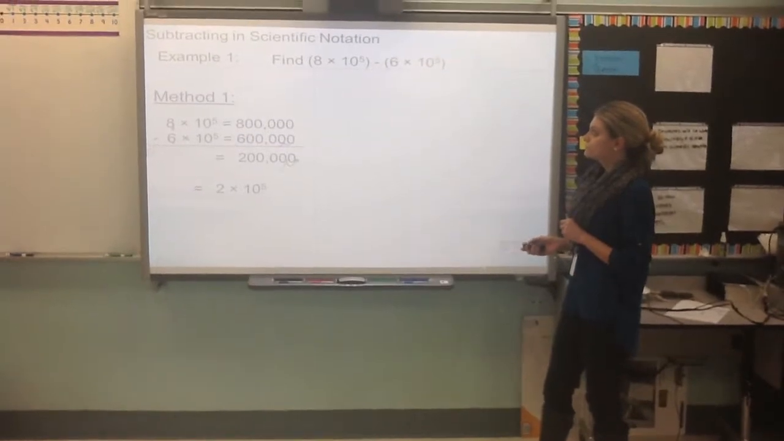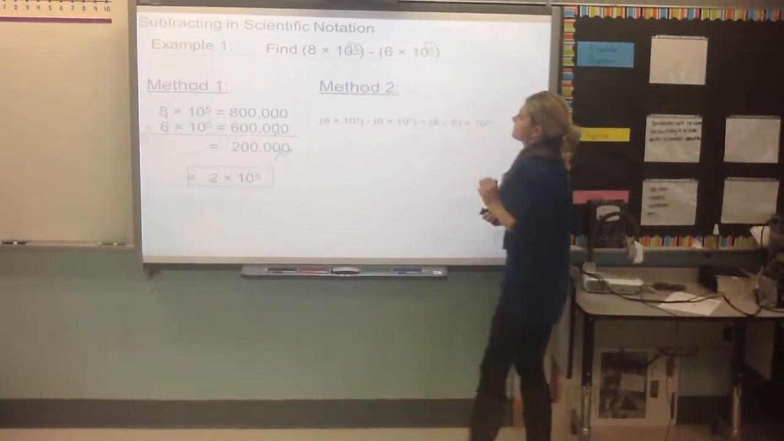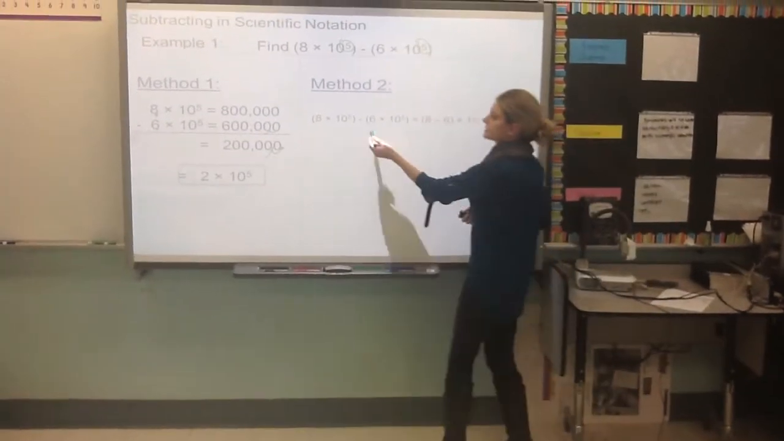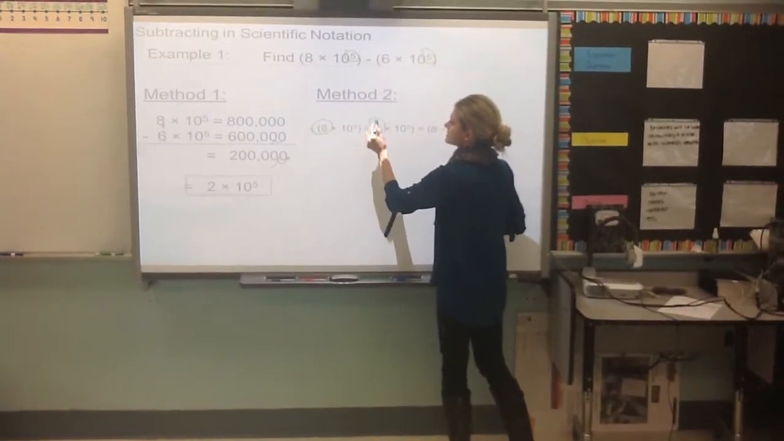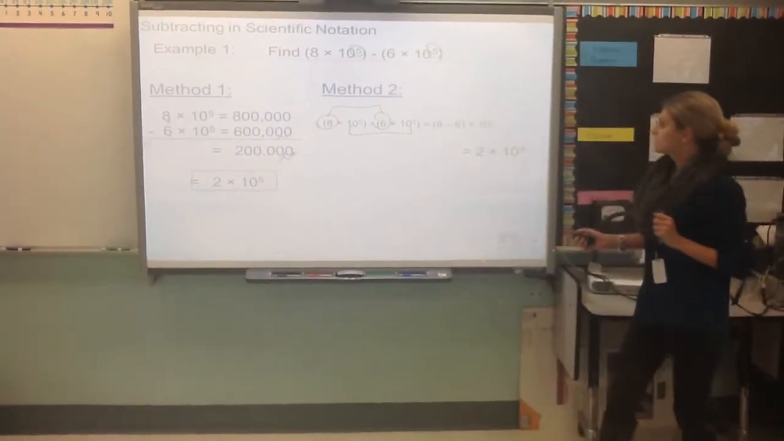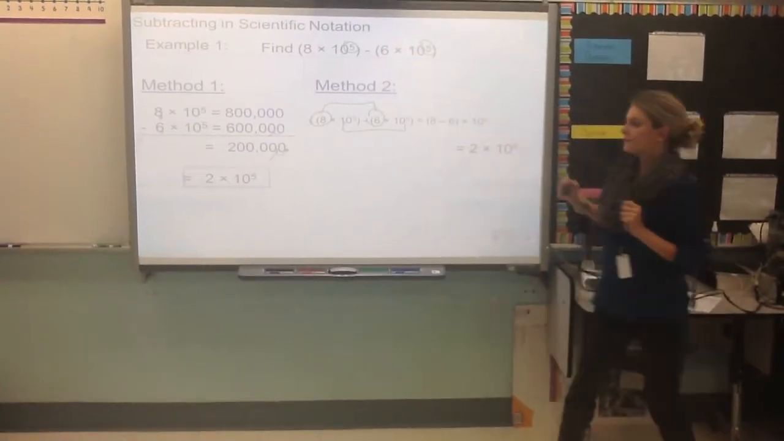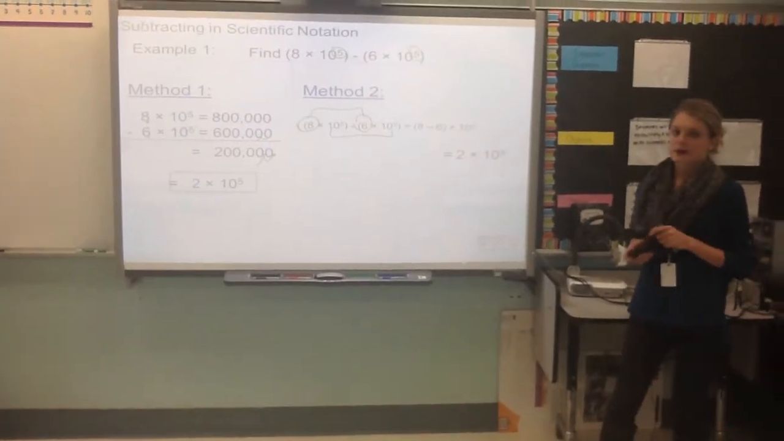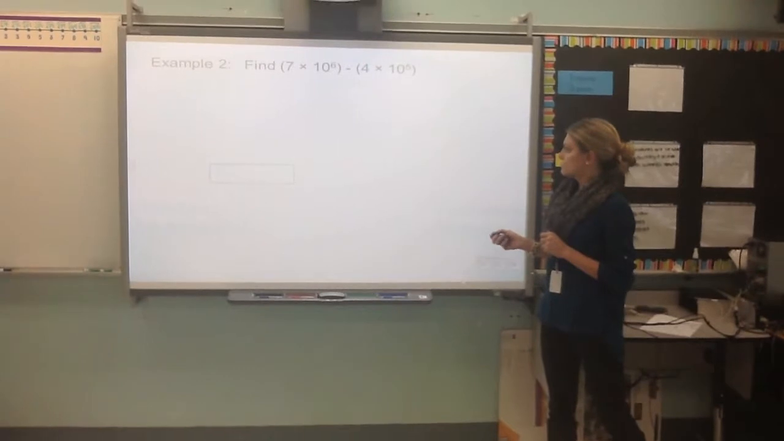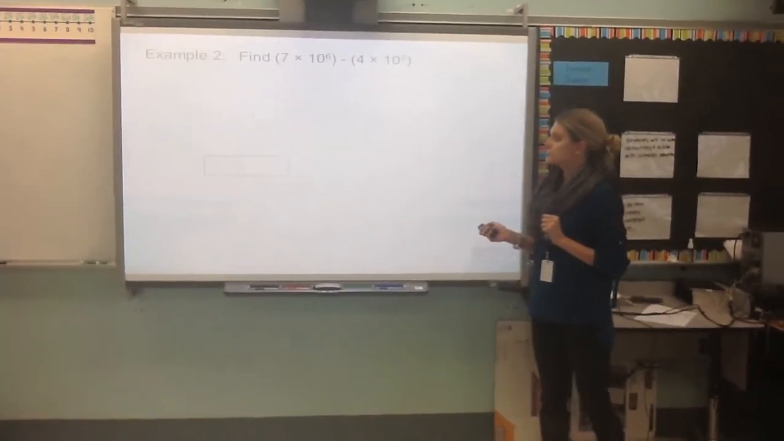Method 2, since these have the same base and the same exponent, I can take a shortcut and I can say 8 minus 6 and keep this base. Okay, so 8 minus 6 is going to give me 2, and keep my base of 10 to the power of 5. So my answer would be 2 times 10 to the power of 5. Remember, if you guys are feeling lost, you can pause, rewind, and get all of these notes down.